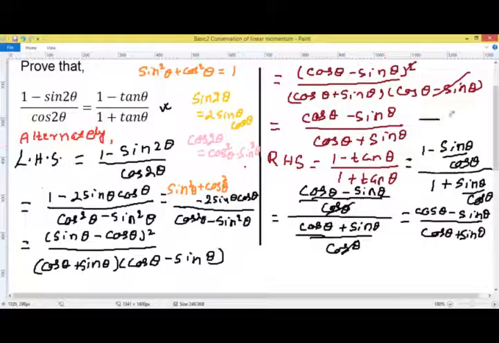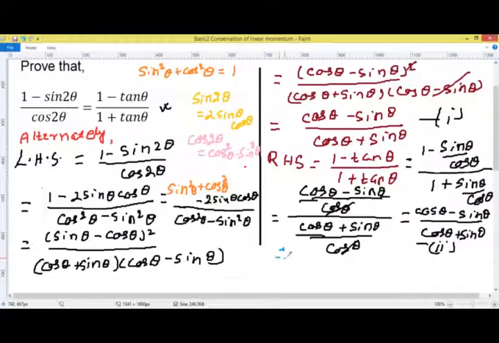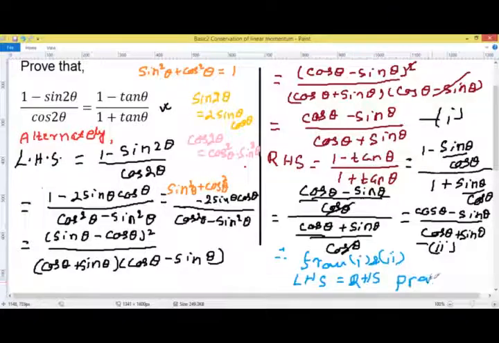You can call this equation 1 and this equation 2. Now compare equations 1 and 2. Have you seen that the LHS term is equal to the RHS term here? Yes, cos theta minus sine theta in the numerator, and in the denominator we have cos theta plus sine theta, here it is also cos theta plus sine theta, and therefore from 1 and 2, LHS equals RHS, and hence this is proved.